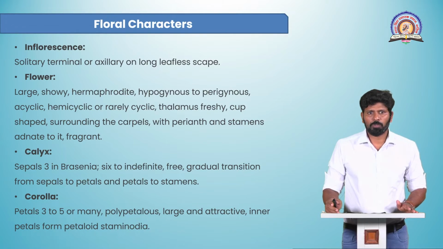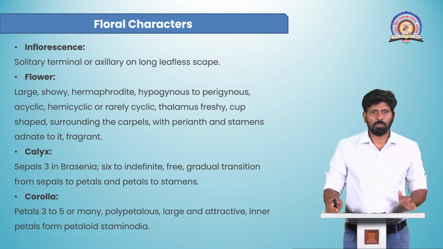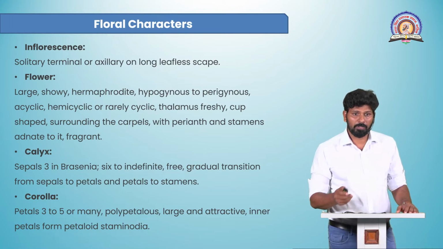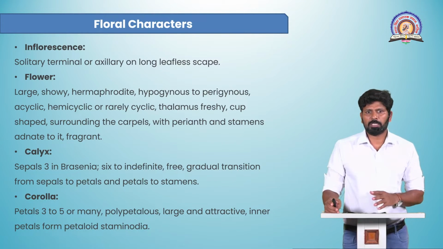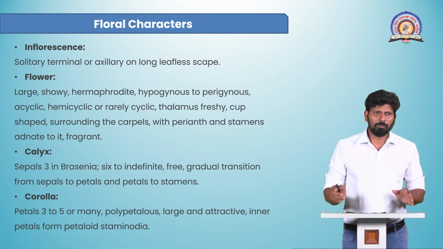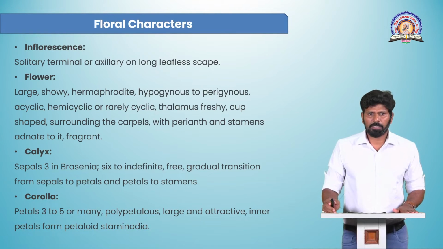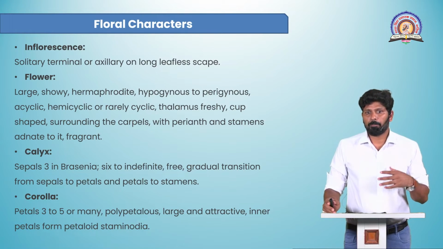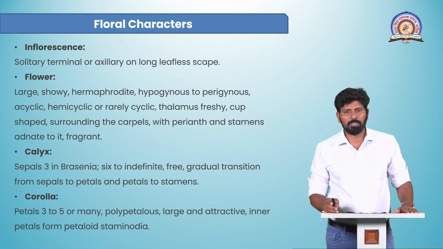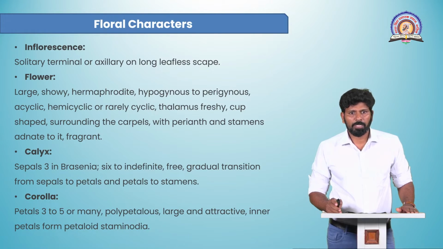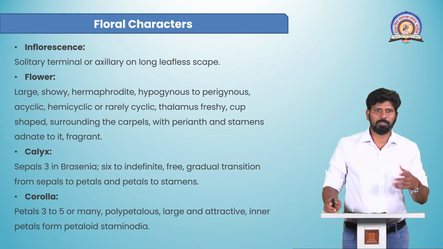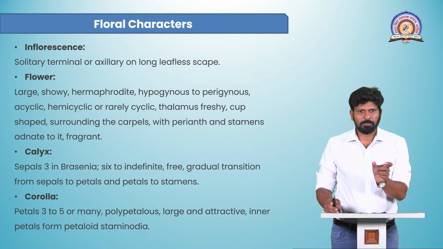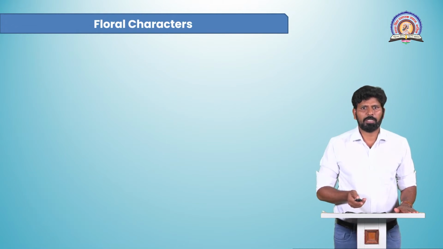Then corolla. So petals are 3 to 5 or many. In some plants, petals are 3 in number. In some plants, petals are 5 in number. But in many plants, petals are many, and the condition is polypetalous, means every petal is separate from each other. Then these petals are large and attractive. Being brightly colored, they are very attractive, and again they are large in shape. Inner petals form petaloid staminodia. Already we have discussed that there is a gradual transition from sepals to petals and petals to stamens. So in that transition condition, some petals form staminodia.